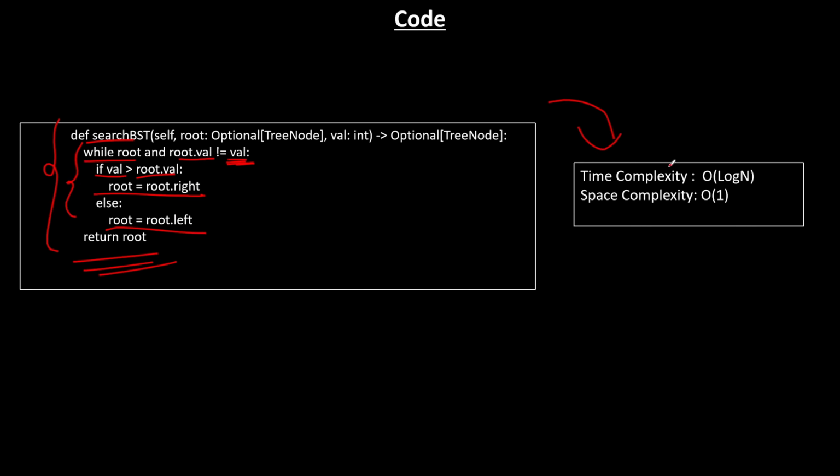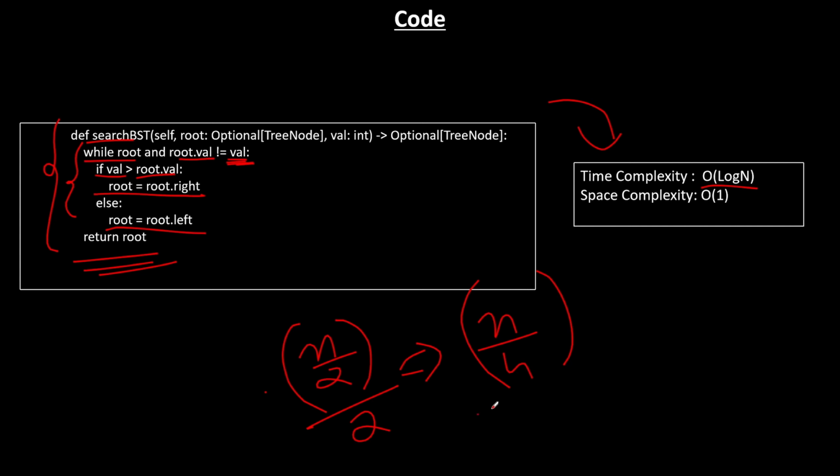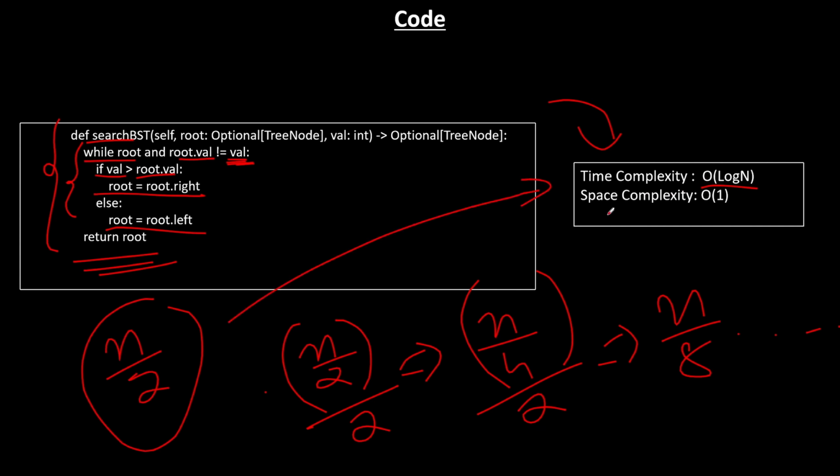The time complexity is O of log n. Reason being, in the first iteration you moved left, so you discarded one complete part of the tree. So it is basically n by 2. Then from this n by 2, you went to one of the half subtrees and divided it by 2, so it became n by 4. This again was divided by 2, so it became n by 8. Similarly, it went on. That's why when things are divided into n by 2, the time complexity is basically log n.